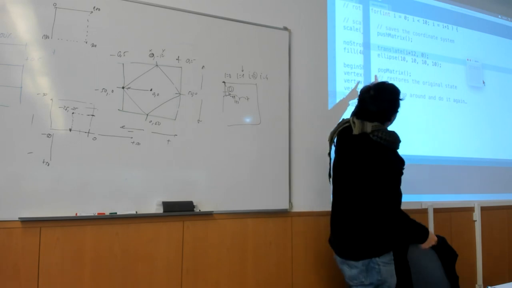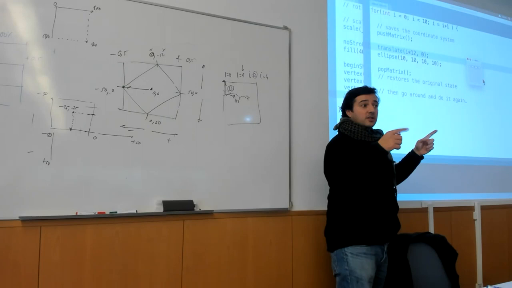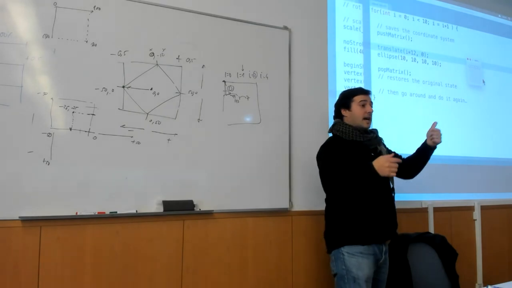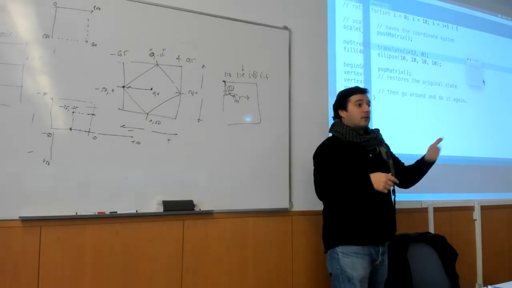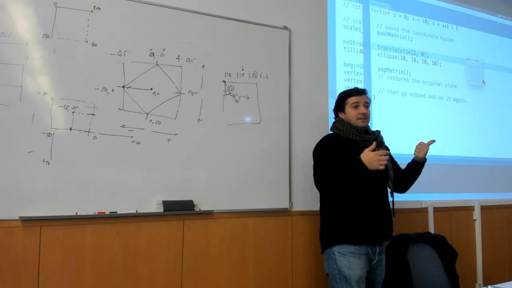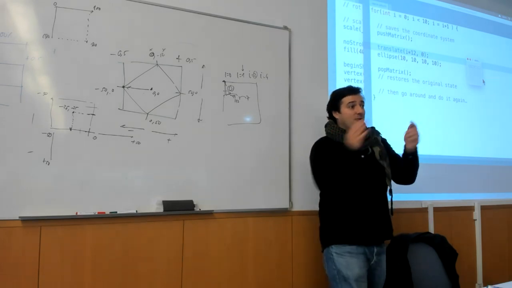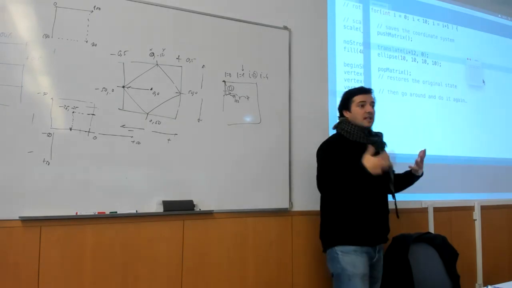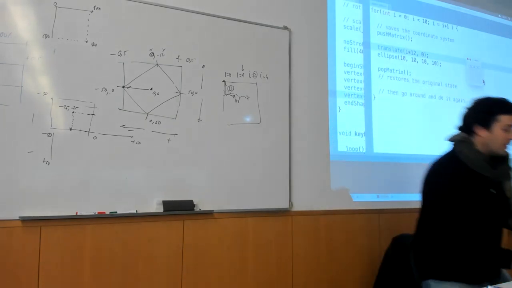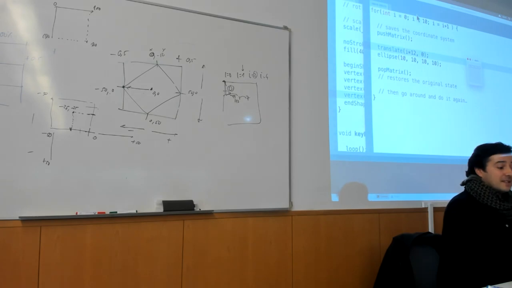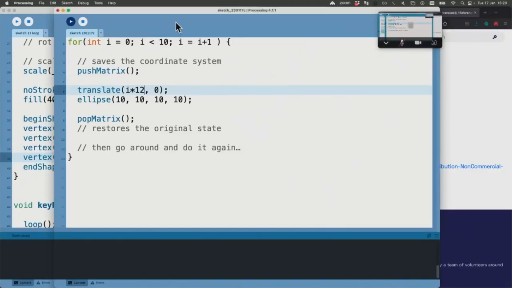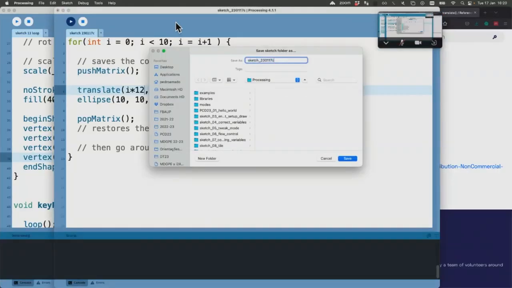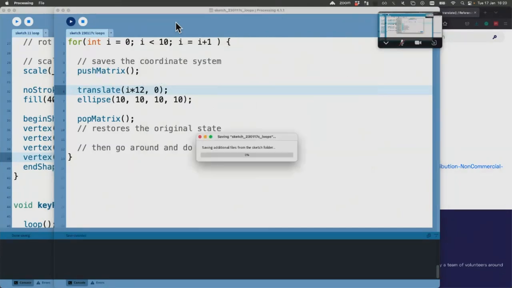So now you just use the I to draw, translate one or translate one times 10. So I equals 0 times 10, 0. I equals 1 times 10, 10. I equals 2 times 10, 20. So it's moving 10 pixels at a time. So you just use a scalar function just to move it. So very fast drawing, very fast sketch, just to explain loops.